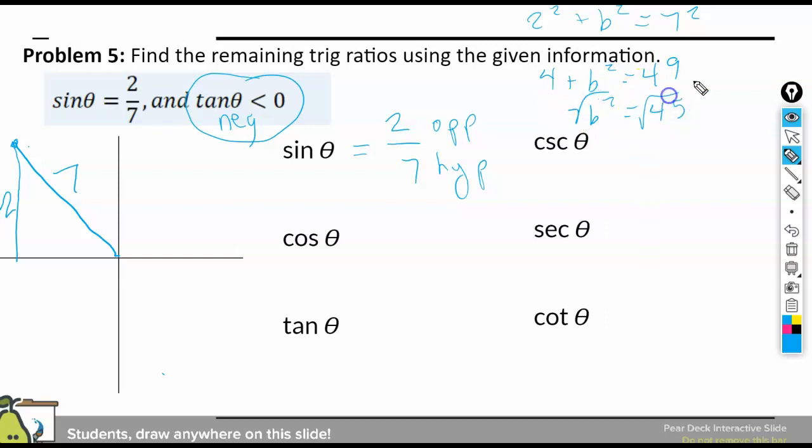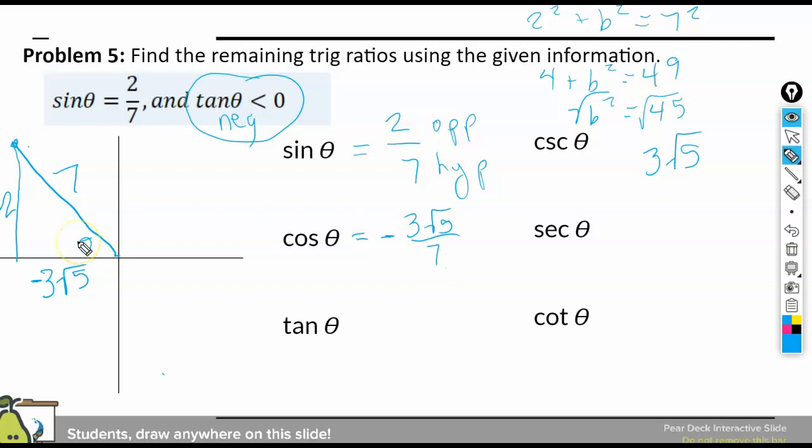And when I take the square root of both of those sides, I end up with 3 square roots of 5. Now this is where I do want to pay attention to the quadrant I'm in. I'm in the second quadrant, so this has to be -3 square roots of 5 because that's the x coordinate, so it's over to the negative side. So now I know that my cosine has to be adjacent over hypotenuse, so that's going to be -3 square roots of 5 over 7.